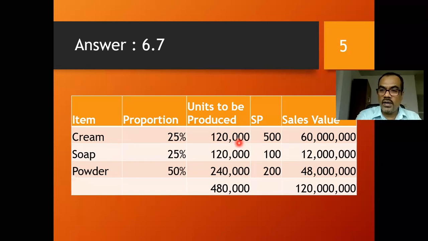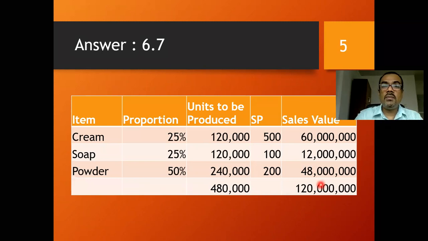The second one also, so 1 soap, 120 into 1. In the case of powder, it is 2. Therefore, 120 into 2. So total number of units can be taken. That is the summation of these 3 numbers. It's 480,000. Multiplied by individual selling price, it will come to this. Here again, you got to be very careful. Here selling price is 200, not 400, because we talk about a single unit, not the bundle now. That is how the total sales value comes to 120 million.